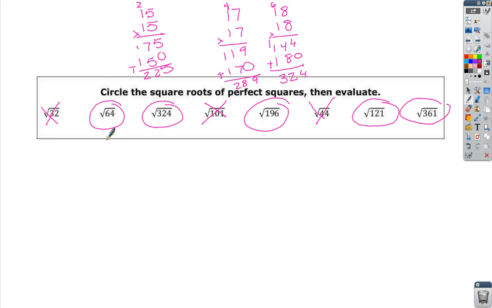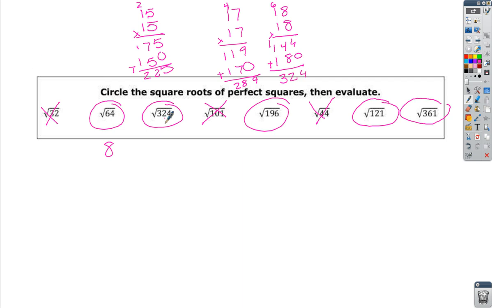So now it says evaluate, so we need to figure out what would be the square root of 64. So I want you to go through and find the square root of each of these numbers and write it below. So for example, the square root of 64 would be 8. I want you to do it for the 4 that we have circled. Hit play when you are done. Go ahead and pause the video.